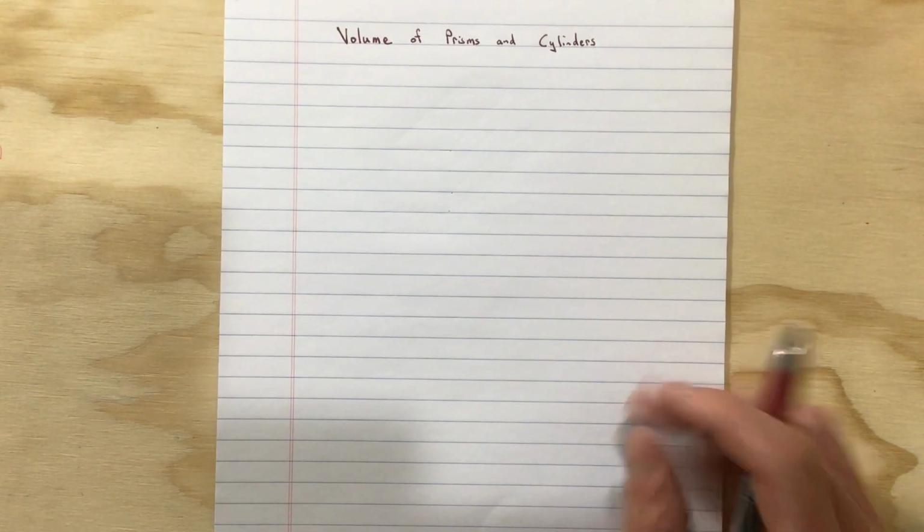All right, let's take a look at the volume of prisms and cylinders. So yesterday we kind of focused on surface area, which is the area of a three-dimensional object, right? It's the area of all the faces. And today we're going to look at the volume. So volume is another three-dimensional thing. It's the three-dimensional space. So area is the space inside a 2D object. Volume is the space inside a 3D object.